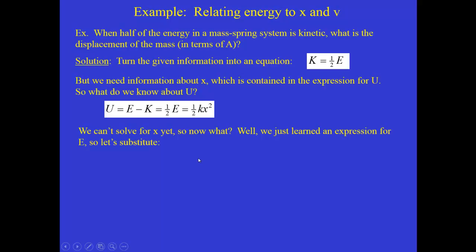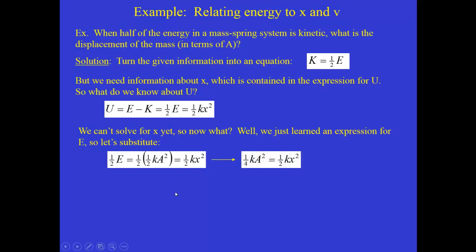However, we have an expression for E that we just learned. So if we substitute in that E is equal to 1/2 kA squared, then 1/2 E is 1/2 times 1/2 kA squared, and that's equal to 1/2 k x squared. Now we can solve this expression for x. Just simplifying what's on the left-hand side, 1/4 kA squared is equal to 1/2 k x squared, and solving that for x gives us that x is equal to A over the square root of 2.